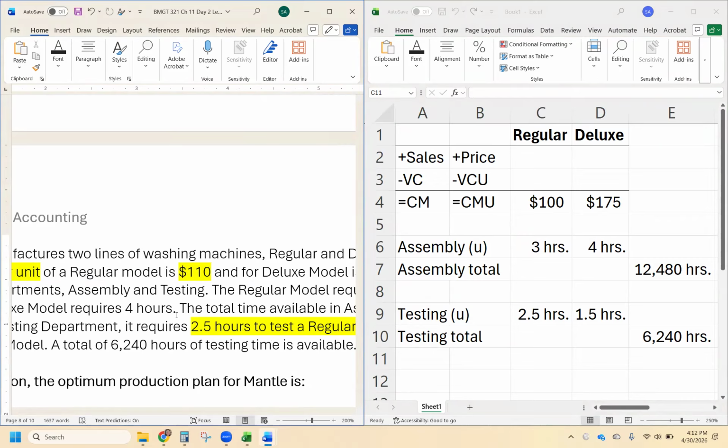Oh, yes, thank you. 110, you are right. Thank you, I appreciate that. I would have got it wrong. Okay, very good.